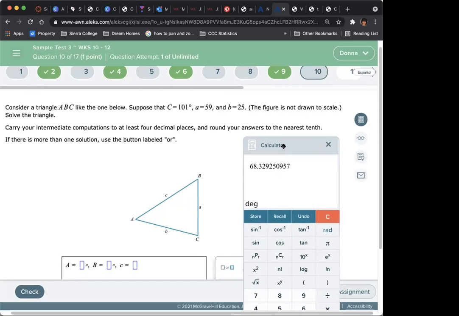So now when we find the other angle, you can use the law of sines. It's a lot less work to use the law of sines to find the other angle, but a lot of students will just use the law of cosines again. So I'll show you what I mean.